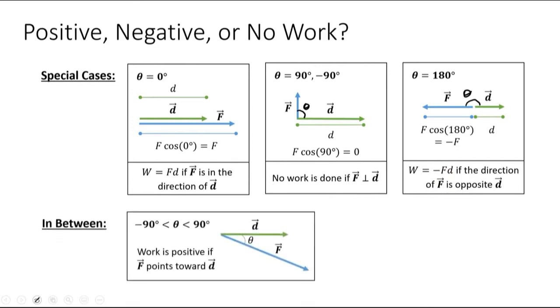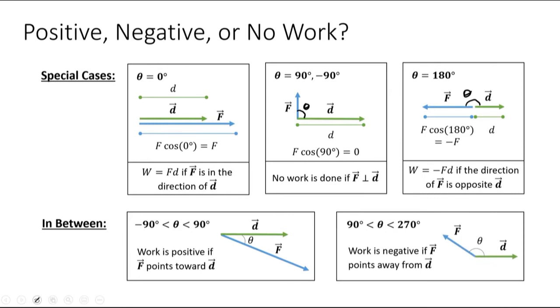All right, so what if we're in between these cases? Well, if the angle between F and D is between -90 and 90, in other words, the force and the displacement, the two vectors, generally point in the same direction, then the work done is always going to be positive. If instead, the angle between F and D is between 90 and 270, so they generally point in opposite directions, then the work is going to be negative.